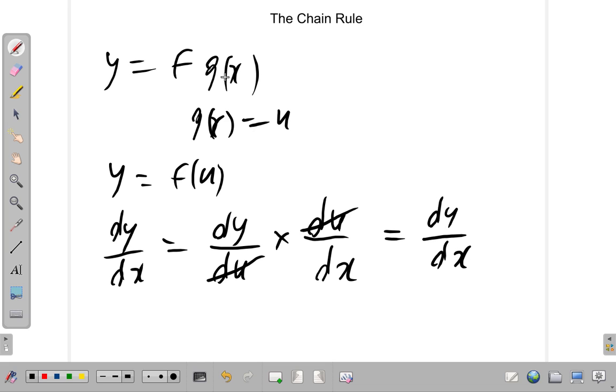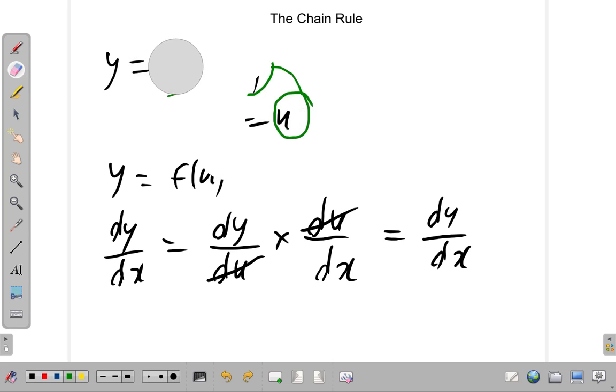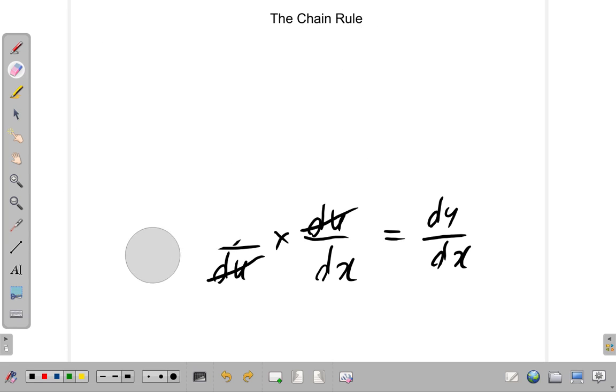So you call this function the inside function, and f of that is the outside function. So you name this u, and then you find f of this, which is u. So you use this method: dy by dx is equal to dy by du times du by dx. Let's look at an example. Let me erase these.